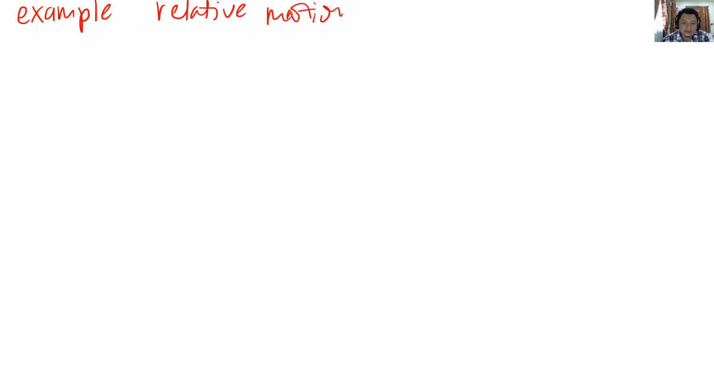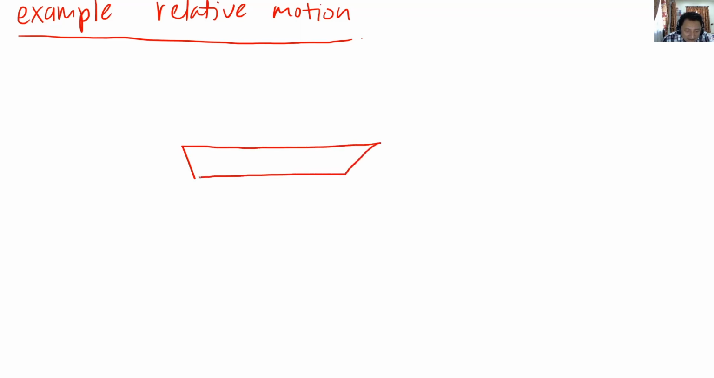Let's add one more screen to make you understand. Example of relative motion. Let's say you are on a very big ferry, the ferry in Pulau Pinang. This ferry, let's say, travels at 20 km per hour. It is moving.